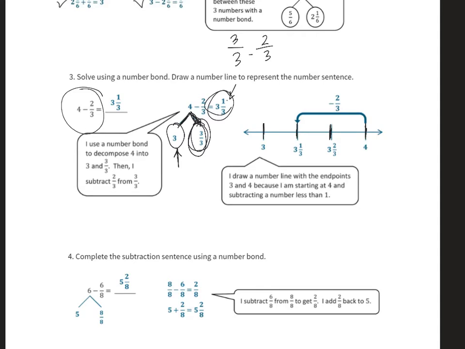Then they said, okay, I'm going to start at 4, and I'm going to subtract 2/3. So I'm starting here, and I'm going to jump back 2/3. And when I do that on my number line, I still get an answer of 3 1/3.